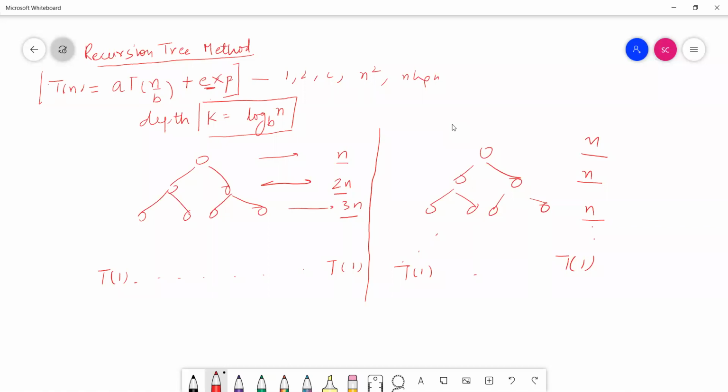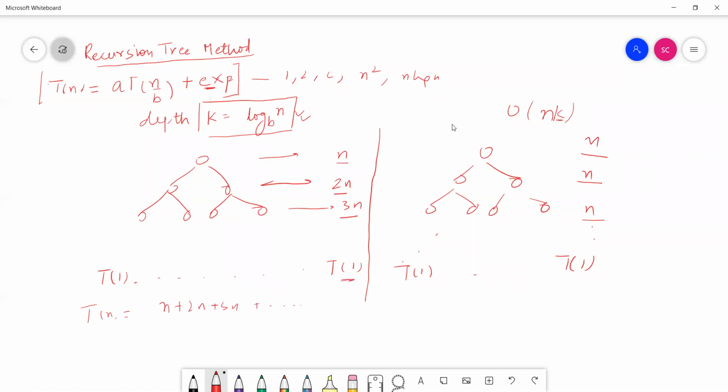In one case, the amount of work done at every level is the same. So it's simple. What we'll do? Total number of levels is k. Amount of work done is n. So complexity will be order of nk. So whatever the value of k in terms of n, we'll calculate. In this case, we get a series as we get in the substitution method. So we'll have n plus 2n plus 3n, okay, plus.